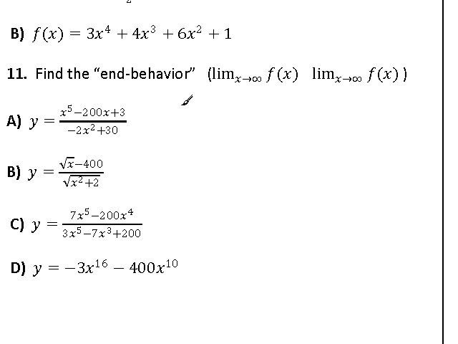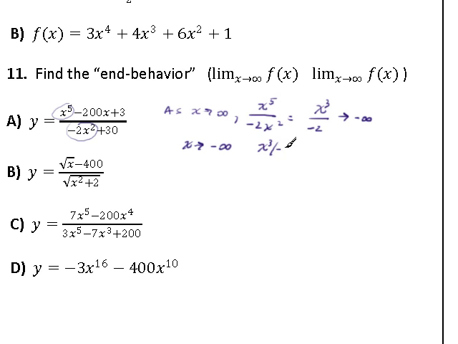In number 11, we're finding end behavior. So we know that we just take the quotient of the highest powers. So we're going to write as x goes to infinity, x to the 5th over minus 2x squared. That's equal to x cubed over minus 2. Well, that goes to negative infinity. And as x goes to negative infinity, x cubed over minus 2 goes to positive infinity. All right, so that's the end behavior for A.